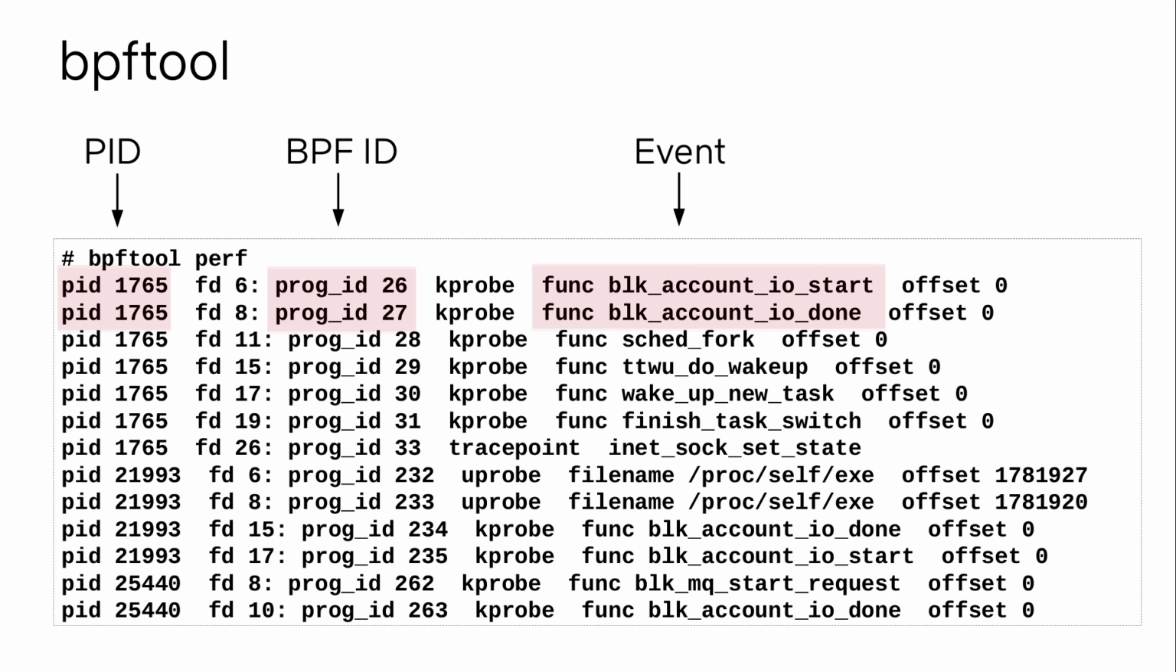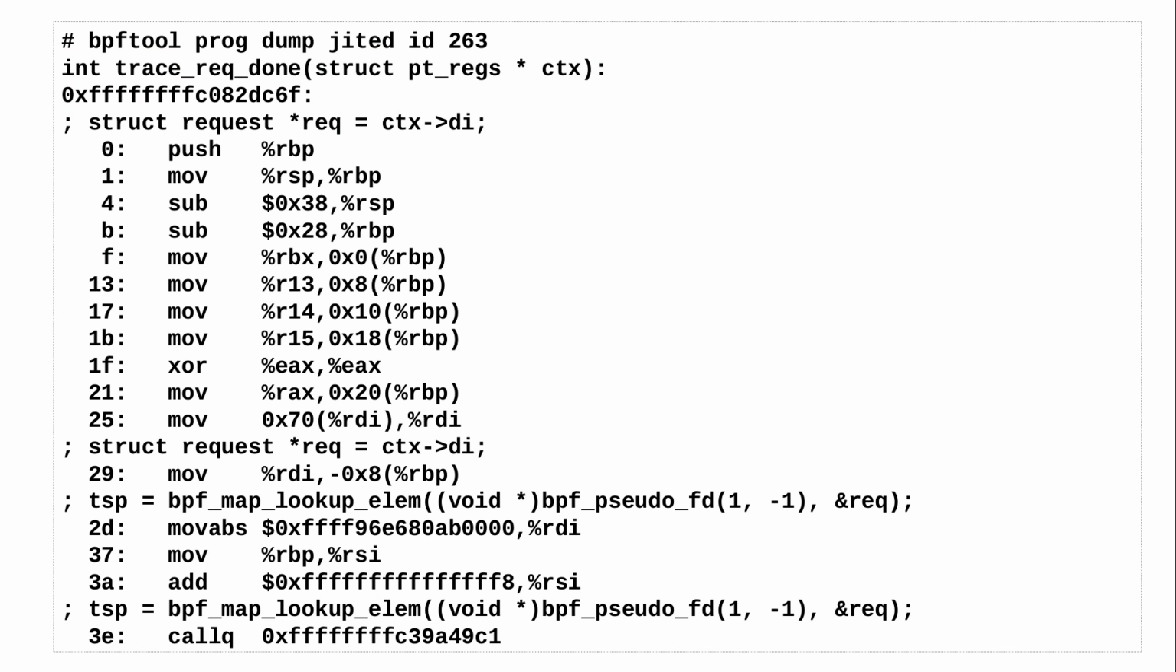We have bpftool. It's in the Linux source. In a way, it's a version of a process listing. This is listing the BPF programs running on a Netflix server. And it shows, if it can, what events it's instrumenting. It can also do instruction listings of programs. There's the assembly for something that was running.